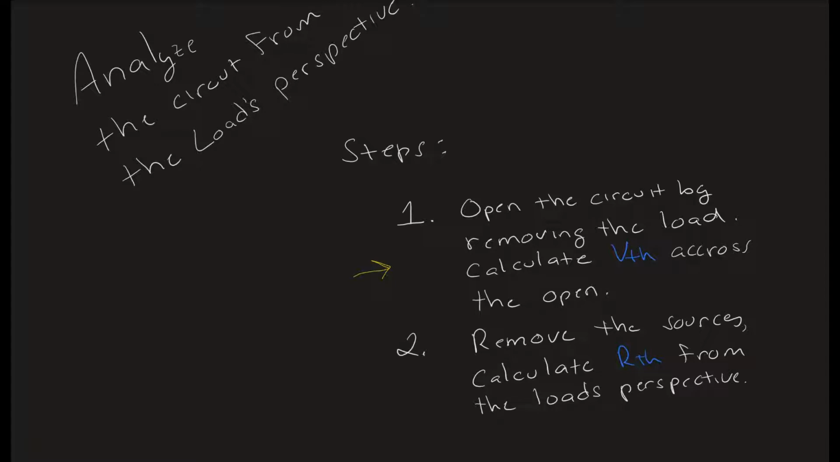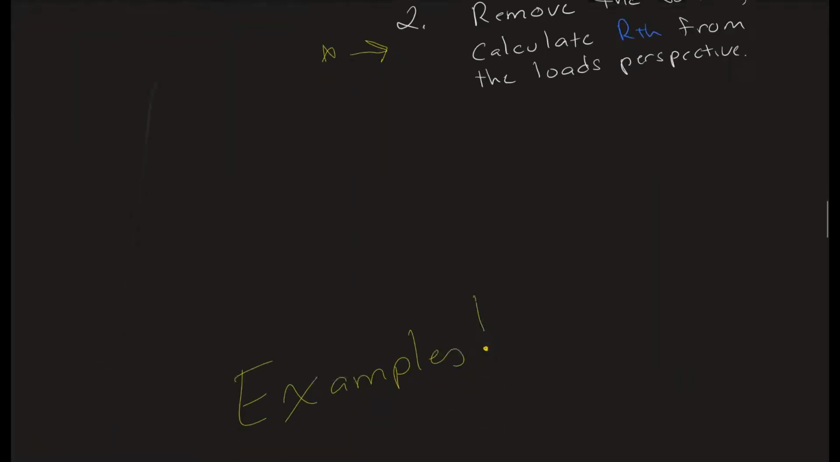After we have that, we're then going to remove all the sources and calculate what the resistance would be from the load's perspective. Honestly, everything we're doing is pretty much the same as we've been doing, except this step, since we're going to be calculating essentially total resistance, but not from the source's perspective like we normally do it, but from the load's perspective. And now I'm sure you are totally 100% confused, so let's just go to examples so I can show you it's not actually that confusing.